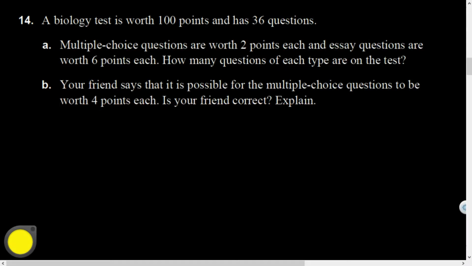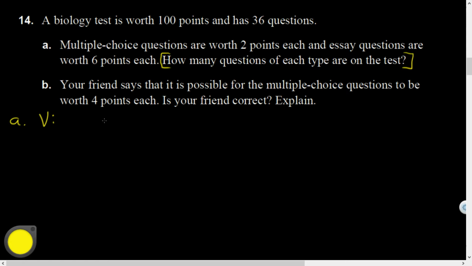All right, so we found it. We're all together now. Okay, here we go. A biology test is worth 100 points and has 36 questions. Multiple choice questions are worth 2 points each, and essay questions are worth 6. Here's the question: how many questions of each type are on the test? Let's solve A and start with defining our variables.